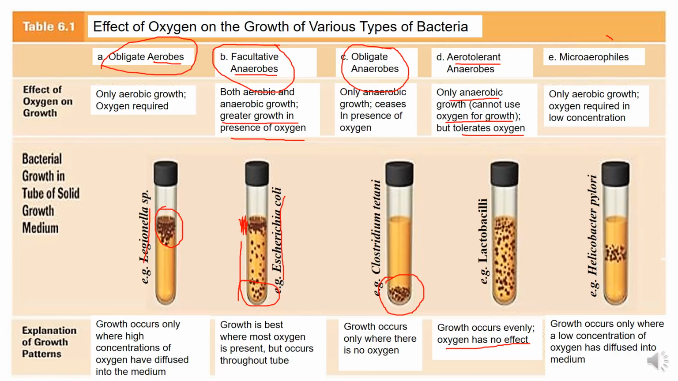And then finally we have the microaerophiles, micro. They grow in environments with low oxygen concentration. They need oxygen, but they don't need too much of it. So as you can see in this tube, they are growing in the middle of the tube because they just need low concentration of oxygen for growth. An example is your Helicobacter pylori that is found in the stomach of humans.